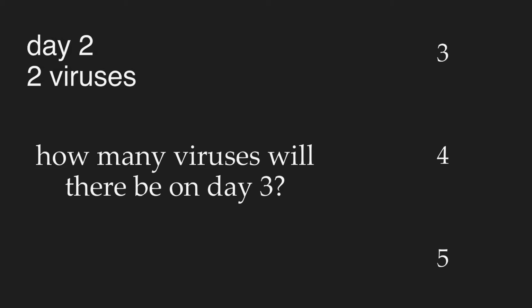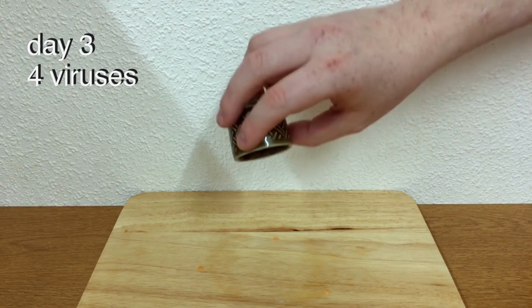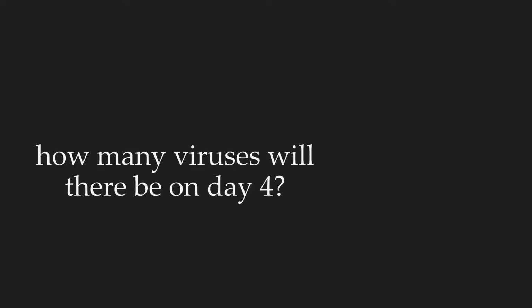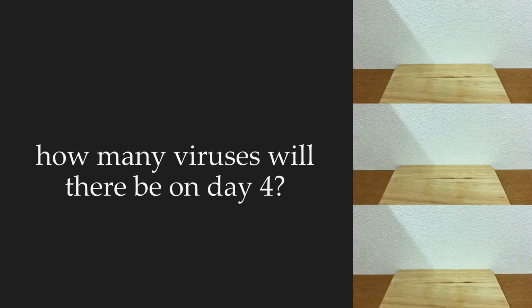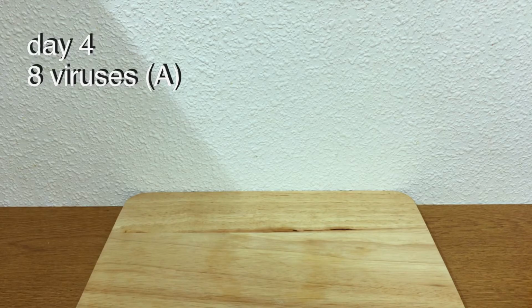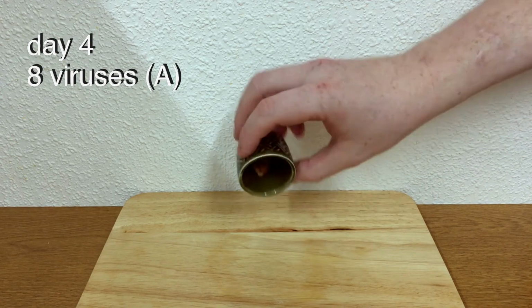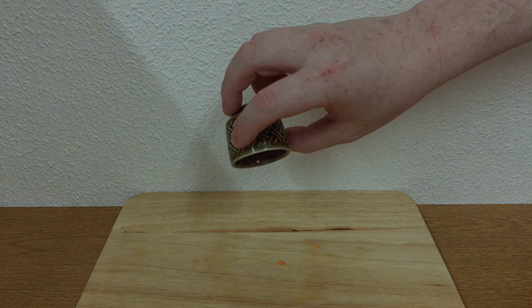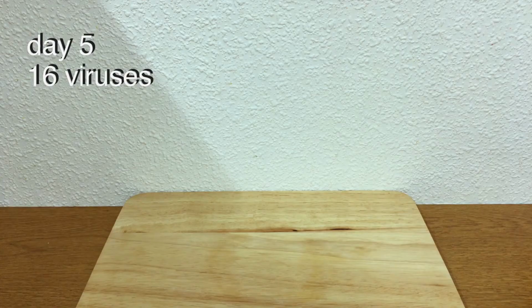And the answer is 4, which is 2 multiplied by 2. Next, we need to listen closely. Which of these is the amount of viruses we have in day 4? Is it this amount, or this amount? On day 4, we have 8 viruses, which sounds like this. From this point, things quickly get out of hand.